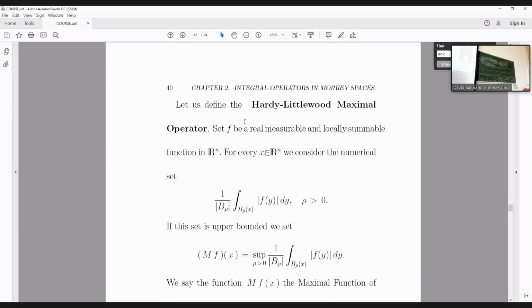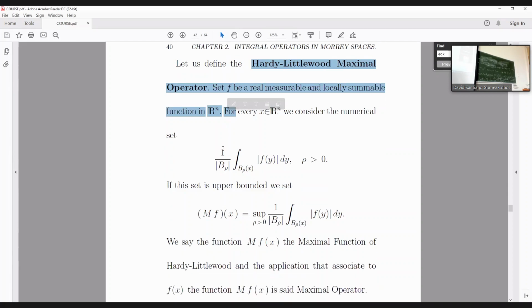So we start by defining the Hardy-Littlewood maximal operator. We say that f is a real measurable locally summable function in R^n. Then for every x in R^n, we consider the set of values 1 over the measure of B_rho, the integral in B_rho of |f(y)|, for rho more than 0. If this set is upper bounded, we say Mf is the supremum of these quantities, for rho more than 0. And we say that Mf is the maximal function of Hardy-Littlewood.